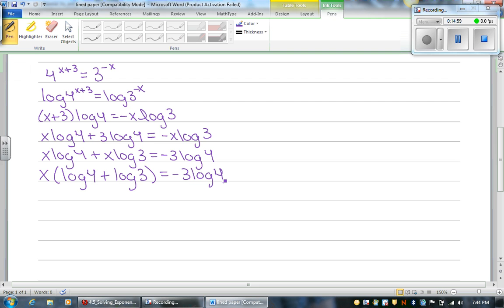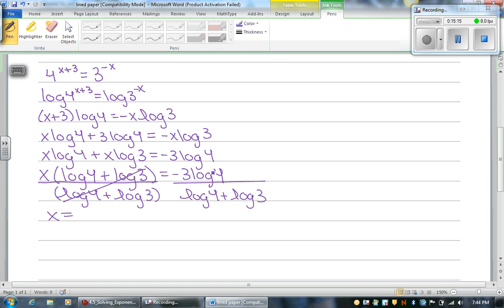So now to get that x by itself, I'm going to divide both sides by log of 4 plus log of 3. And to find this value, I simply plug into my calculator. And when I do, I get approximately negative 1.6737.